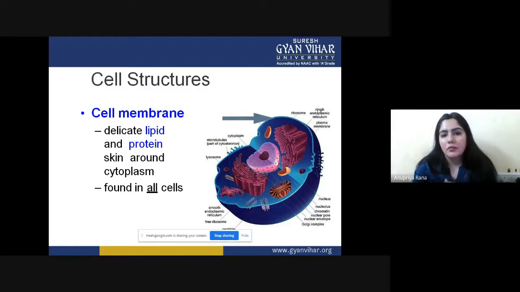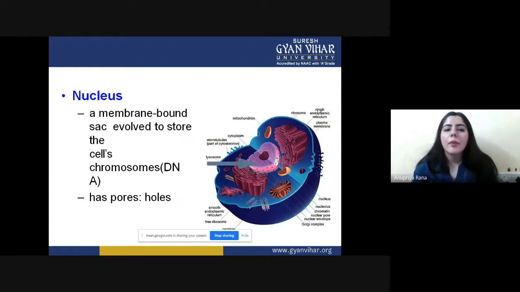The very first is the cell membrane. It is a delicate lipid and protein layer, or you can say it is a kind of skin, as our body has skin, the outer membrane. The cell membrane works the same way for the eukaryote cell, and it is made up of lipid and protein. It is found in all cells. This is a common feature for all cells.